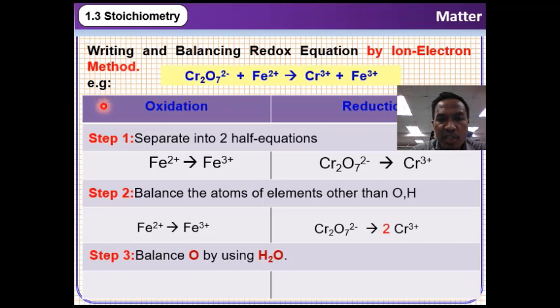Then we balance oxygen by using water molecules for both half equations. There is no oxygen for the oxidation half equation, so we leave it like this. And for the reduction half equation, we have 7 oxygen atoms at the left side and 0 oxygen atoms at the right side. So that means we need 7 water molecules to be placed at the right side.